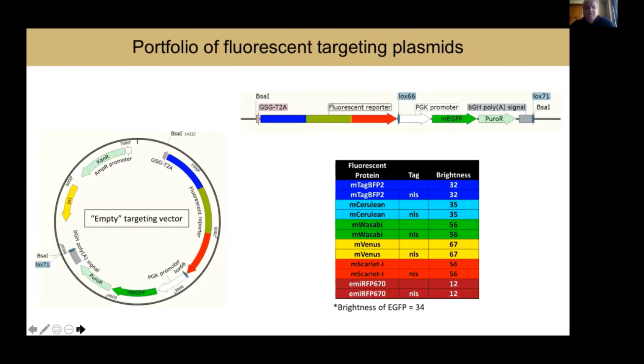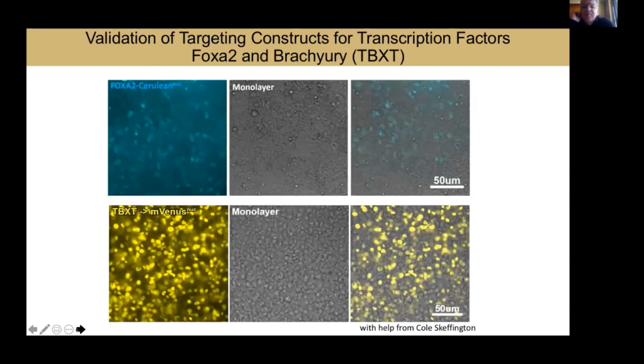And Sean McGrath's developed a whole series of fluorescent targeting plasmids that allow us to target specific genes with a T2A that has downstream of that a specific reporter. So we have this whole rainbow range of different fluorescent probes, both cytoplasmic and nuclear, that can be used for these studies. And this is just examples of some of the ones that we've done already in iPS lines. So FOXA2 and Brachyury are both nuclear reporters.